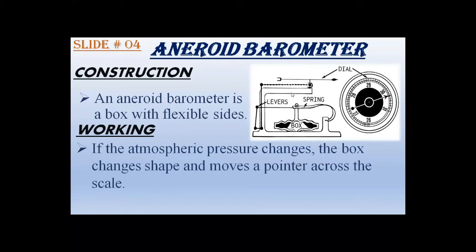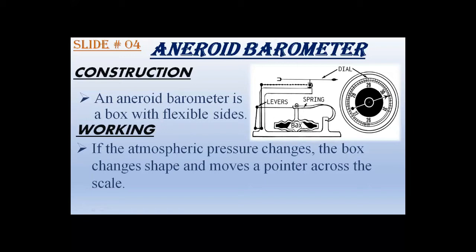So how does it work? What is the function of the aneroid barometer? We will discuss. The aneroid barometer has a sealed airtight metal box inside. As the pressure rises, the box contracts inward a little bit. If the pressure decreases or falls, the box flexes outward.